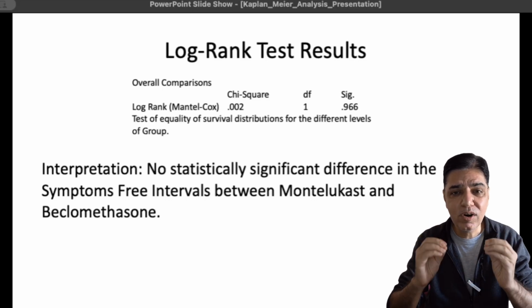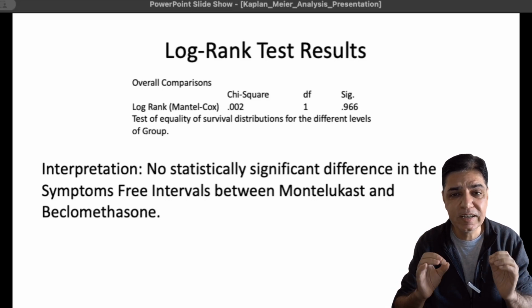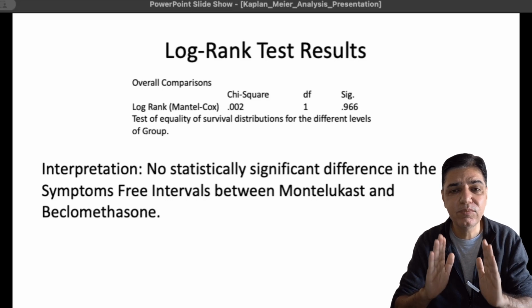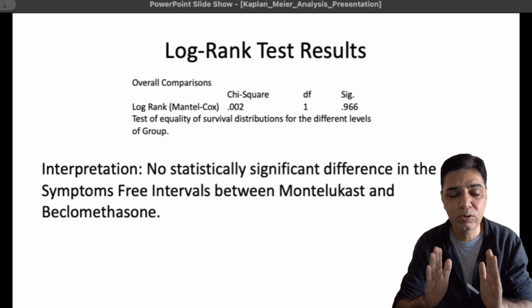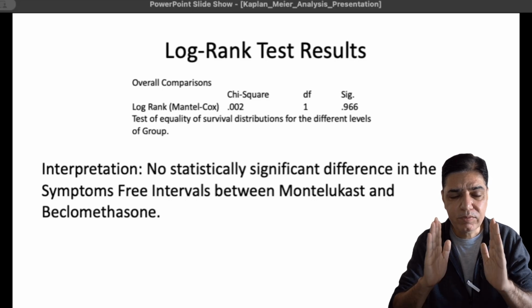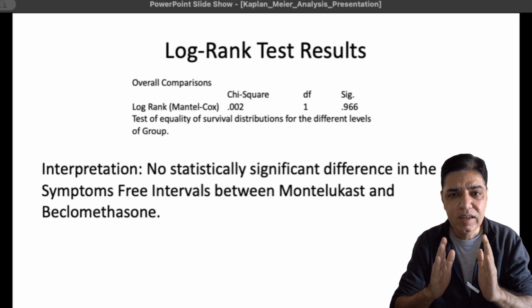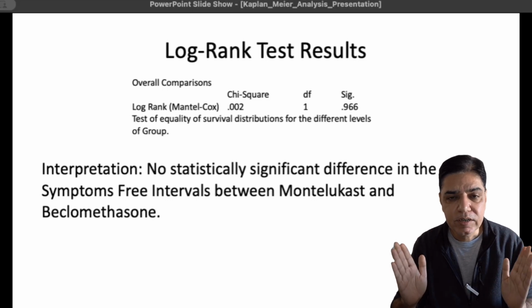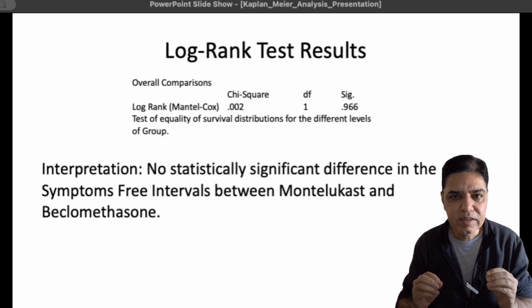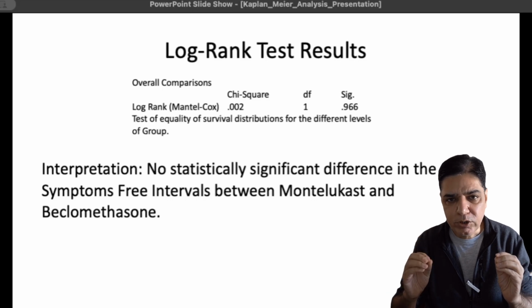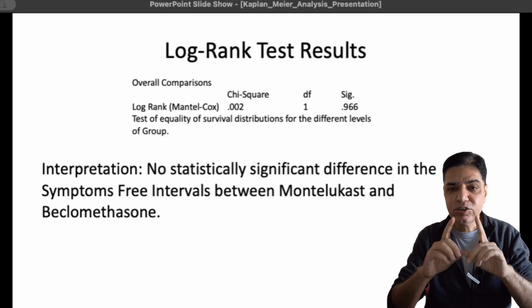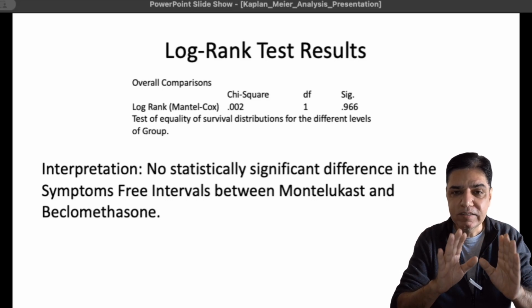So this log rank test with a significance level of greater than 0.05 is telling us that there is no statistically significant difference in symptom-free interval between montelukast and beclomethasone. Whatever differences you are seeing are individual differences, and it doesn't mean that the next time you do the study, you will get entirely different results. So it's telling us beclomethasone and montelukast are not better than one another. As simple as that. Yes, it does not mean there might not be some other clinical significance over there.